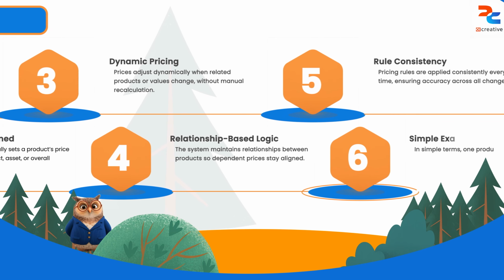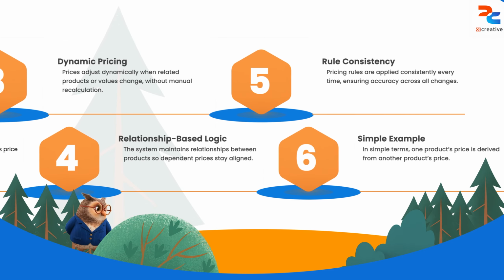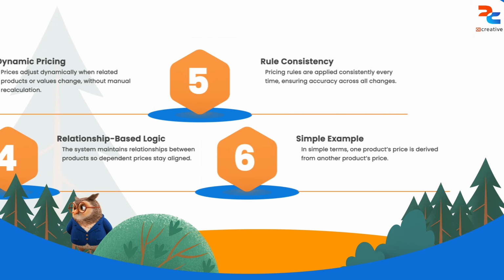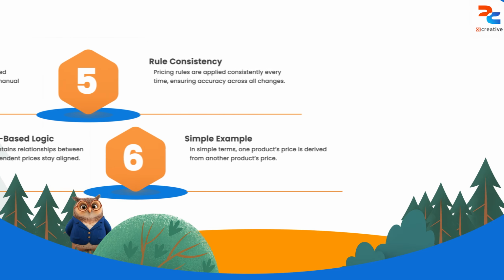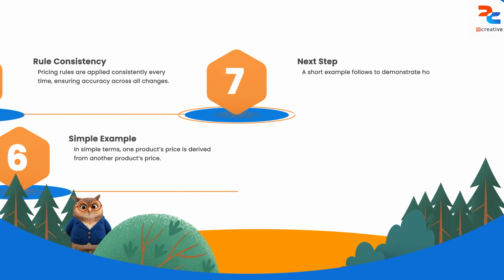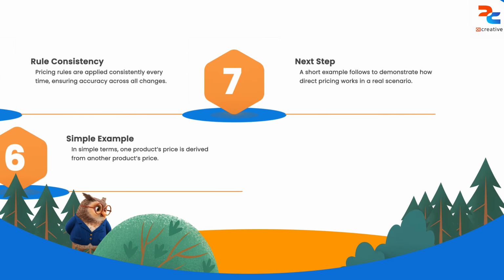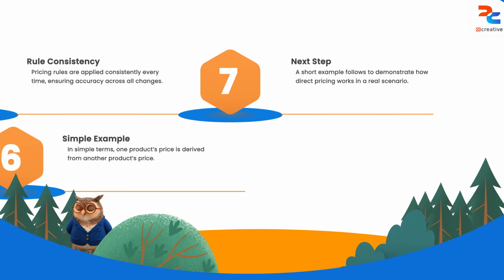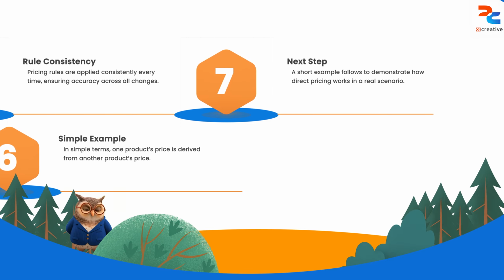Okay. So in simple terms, you have one product, and the pricing of the other product is dependent on the first product or another product. Okay. So this is called the derived pricing. Derived from another product. The price is derived from another product.